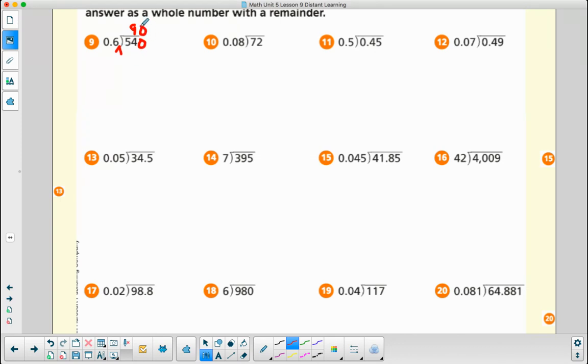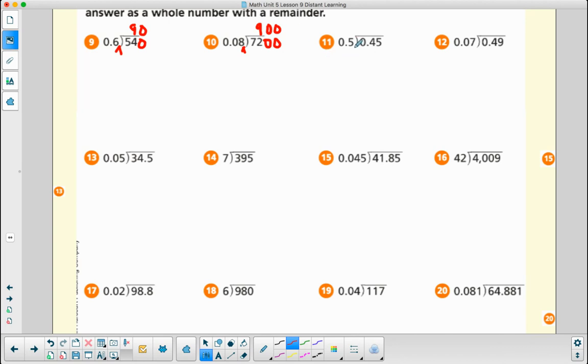It's 90. This divisor has 2 decimal places, so I'm going to multiply it by 100. That means to multiply the dividend by 100 to make an equivalent division problem. 7 divided by 8, I'm not going to do. 72 divided by 8 is 9 with nothing left over, so I can just attach 2 zeros.